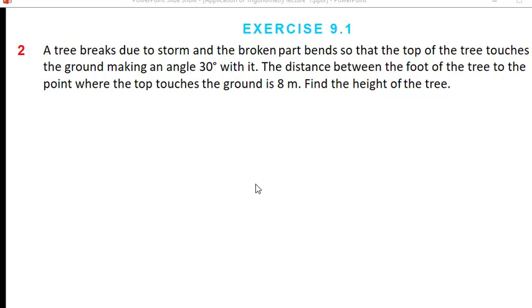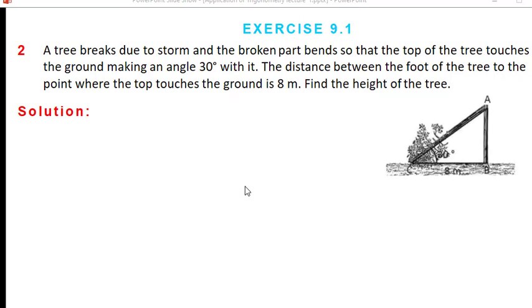Again, visualize the situation in your mind. Okay, I will show the picture. This picture you should visualize in your mind. That is, there is a tree and that tree is broken, right? Now the broken part is making 30 degrees with the ground. So here where this top touches, here we are having a 30 degree angle. Now everything is clear. Okay, so let us first write what is given.